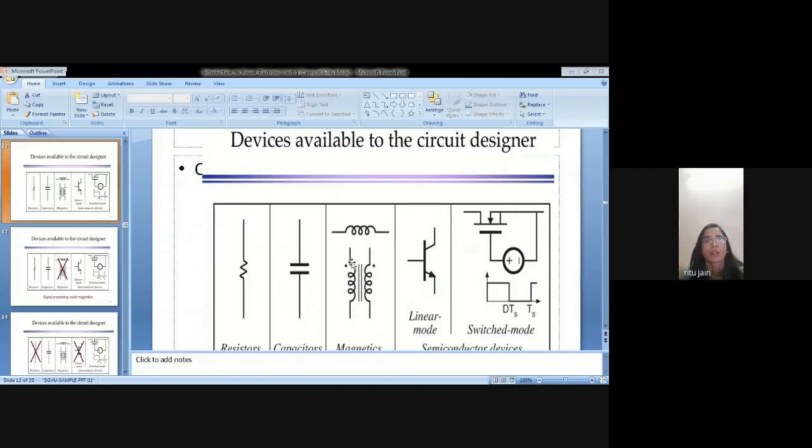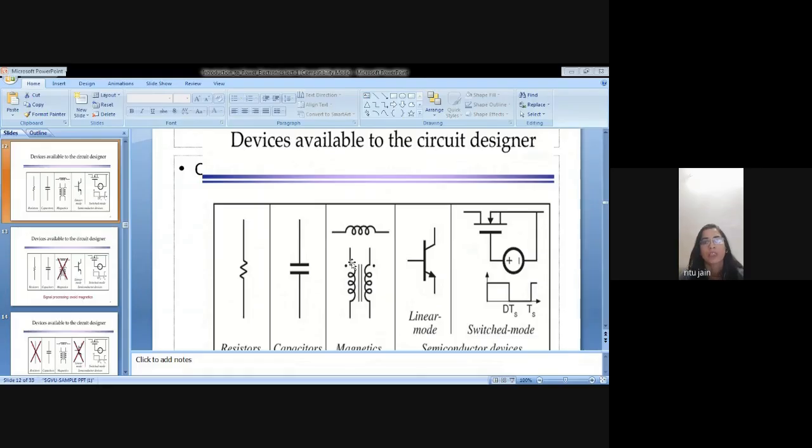Next is your capacitor. A capacitor is an energy storage device which stores energy in the form of an electrostatic field. Next is your magnetics. Magnetics, you can say, is electromagnetic, not like other magnets. For example, we take two coils. When current is passed through these coils, they behave like a magnet. So this is your magnetic.